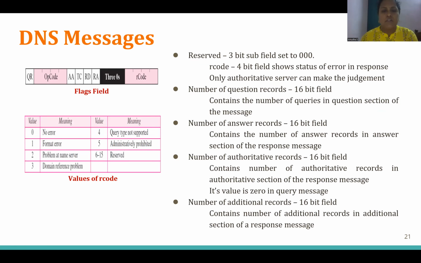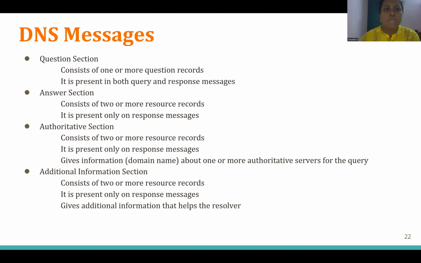Similarly, other fields are also represented. Reserved is a 3-bit subfield set to 000. The R code is a 4-bit field that shows the status of error in response messages. Then the number of question records is a 16-bit field, and the number of answer records is a 16-bit field. All the others are 16-bit fields: authority records, additional records, and so on.